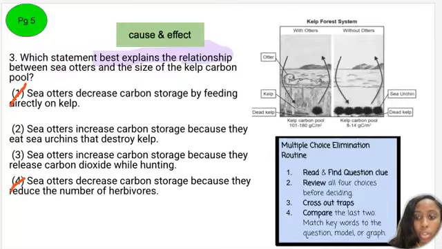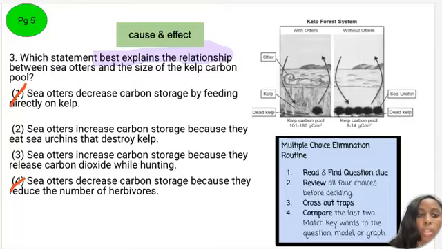If otters reduce the herbivores, if they reduce the sea urchins, then the kelp should actually increase. So the carbon storage will also increase. It will not decrease. So that is incorrect. Now I'm stuck between choice 2 and choice 3. Choice number 2 and 3 are very similar in the beginning, but let's pay close attention to what makes them different.